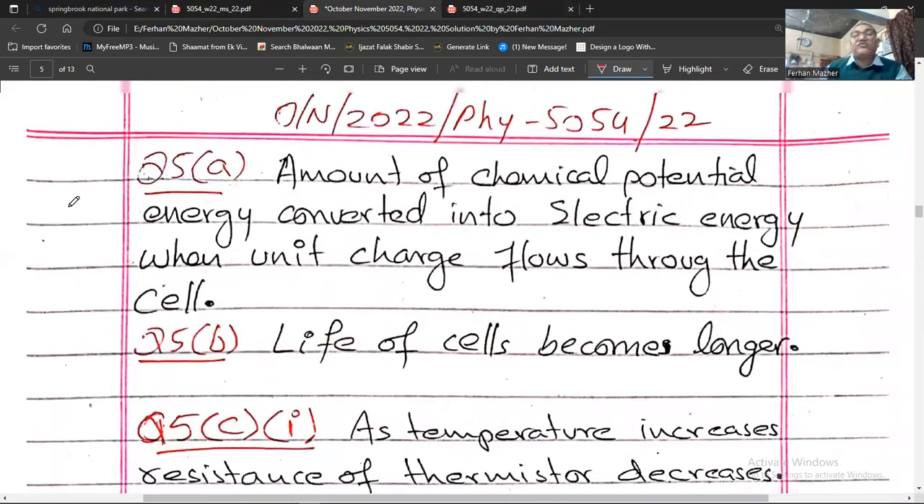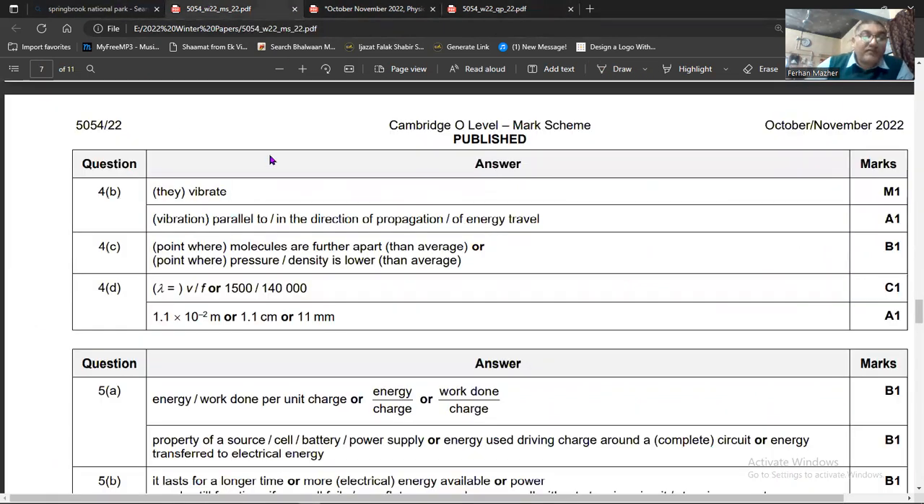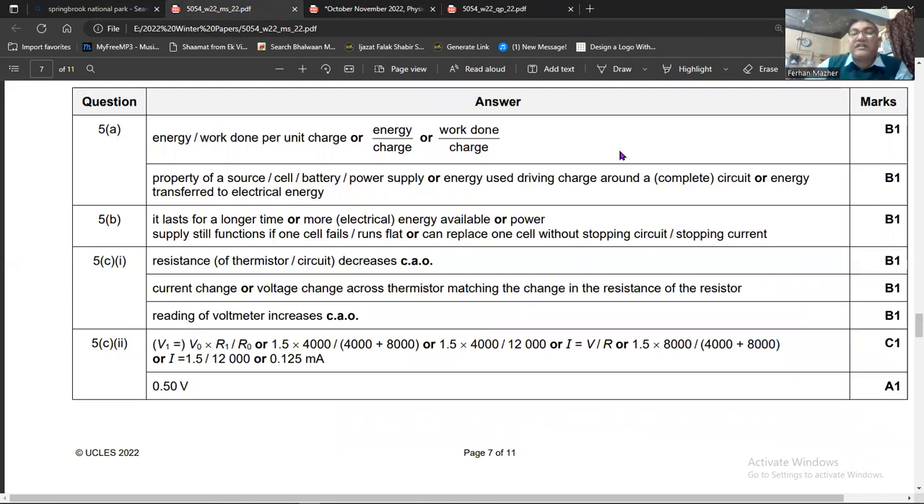You can also write the first one: the amount of chemical potential energy converted into electric energy when unit charge flows through the cell. Or, as I told you, you can write the amount of work done by the battery or cell to move unit charge in a closed circuit. Question number 5a part, our answer is right. You can see the marking scheme. You can pause the video.